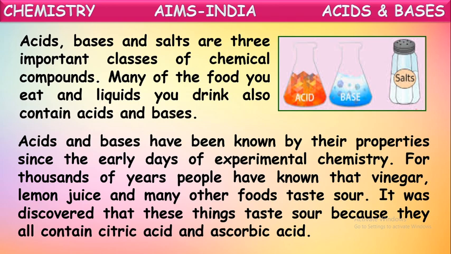Acids and bases have been known by their properties since the early days of experimental chemistry. For thousands of years, people have known that vinegar, lemon juice, and many other foods taste sour. It was discovered that these things taste sour because they contain citric acid and ascorbic acid. So, in earlier days, they found that food items like orange or lemon juices or vinegar taste sour. Later on, they discovered that this sour taste is because of the presence of certain acids like citric acid and ascorbic acid.